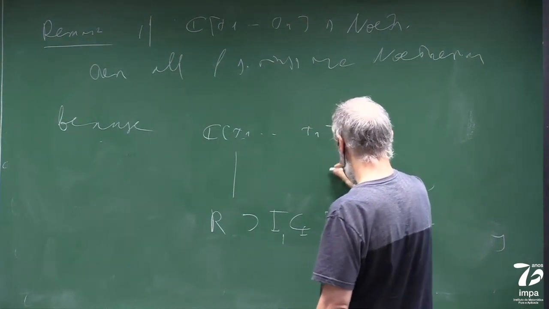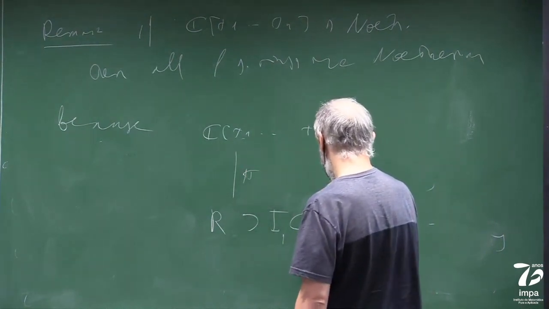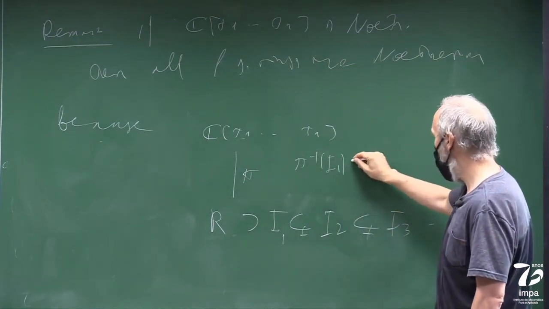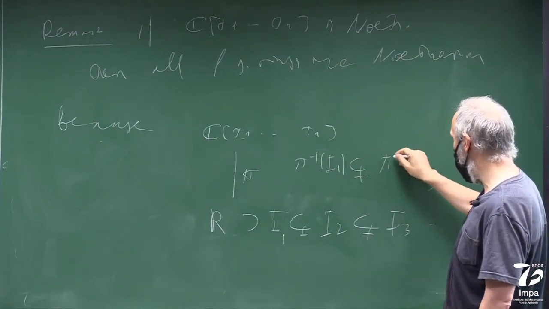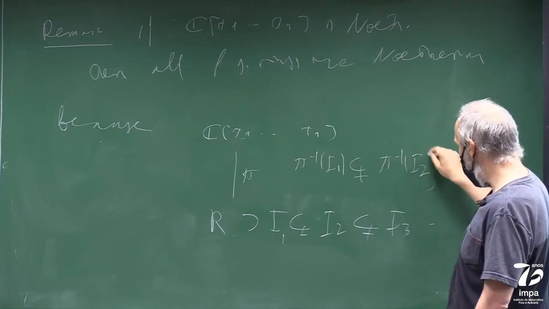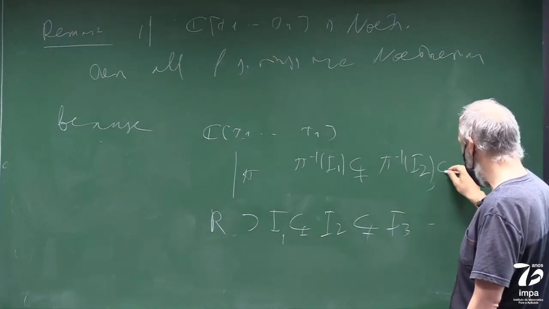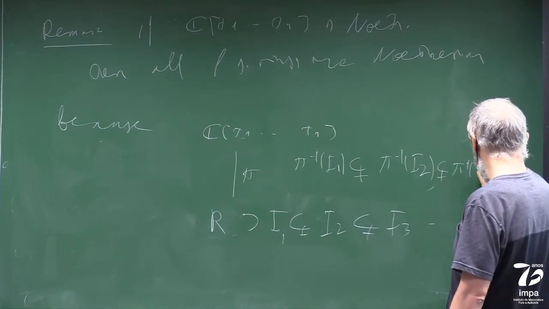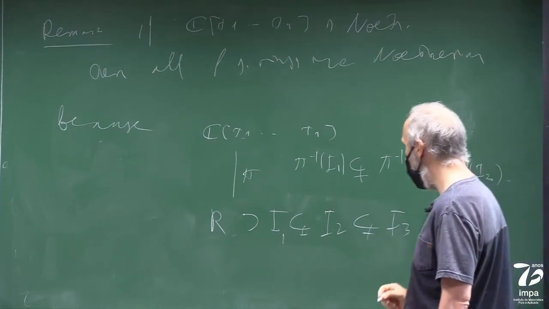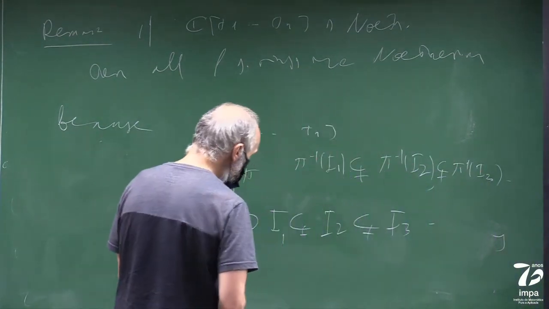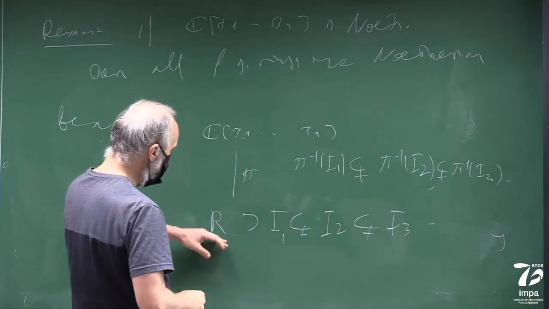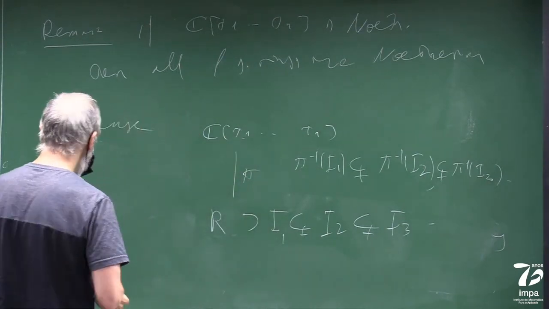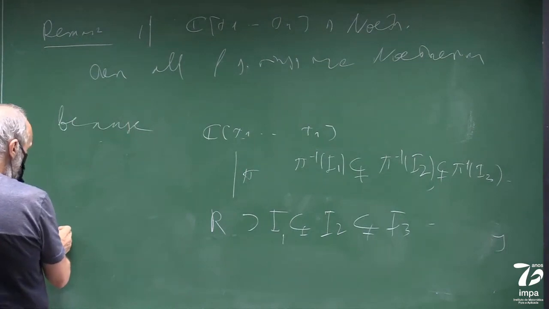Then you can take preimages of these ideals. So this is pi. You take pi minus 1 of I1. It would be strictly embedded in pi minus 1 of I2 because the preimage of an ideal is an ideal, and this is surjective. Pi minus 1 of I3, and so on. So if you have an increasing chain of ideals in R, you would have an increasing chain of ideals in the polynomial ring, which is impossible. So this also proves the following corollary.